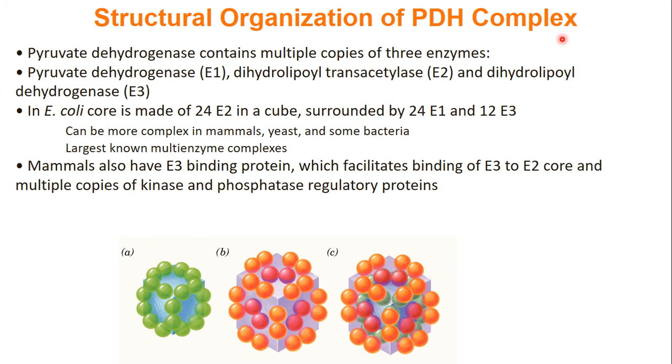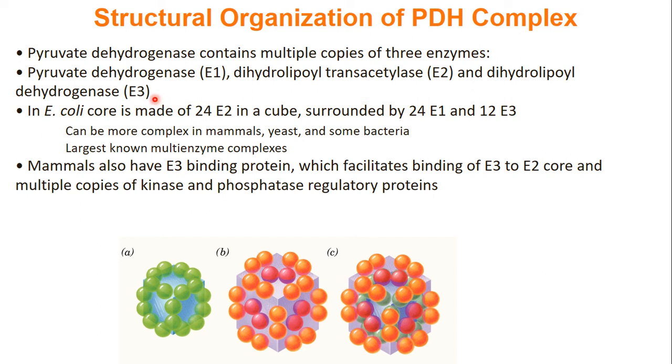So the complex itself, pyruvate dehydrogenase, is made out of three enzymes and multiple copies of those three enzymes. It's a little confusing, but the first enzyme is called pyruvate dehydrogenase as well. Then you have dihydrolipoyl transacetylase, that's our second enzyme. Then dihydrolipoyl dehydrogenase as our third enzyme.